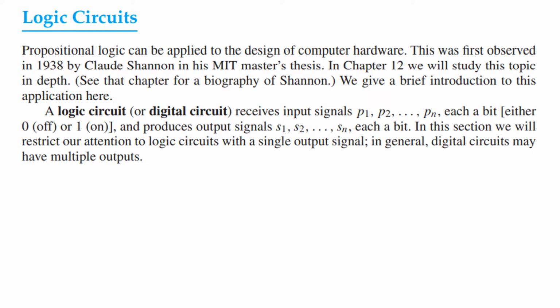So a logic circuit or digital circuit receives input signals P1, P2, all the way up to Pn, and each of the P's is either a 0 or a 1, off or on. The circuit produces output signals that are called S1, S2, Sn. And each of these is a bit of the output signal. In this section, we'll restrict our attention to logic circuits with a single output signal. In general, it can be more complicated and have multiple outputs. We'll talk about some of those later, in fact.